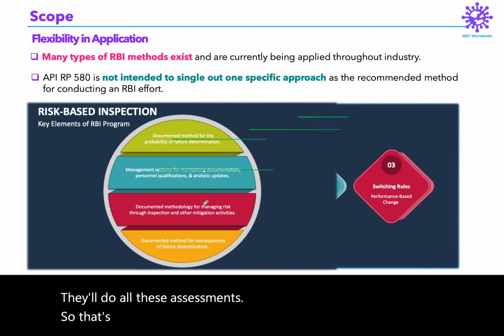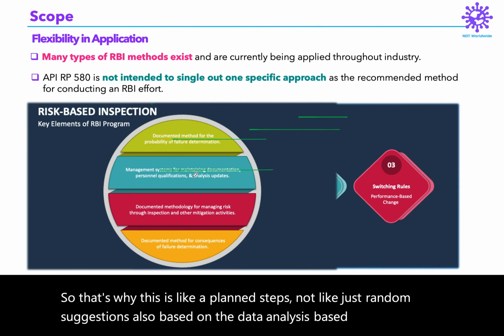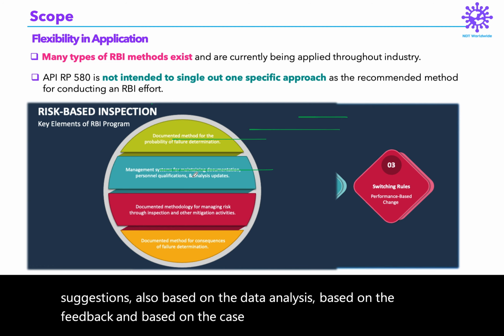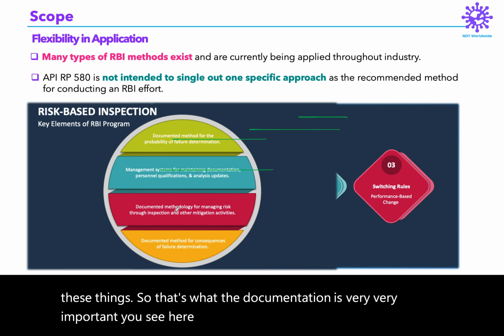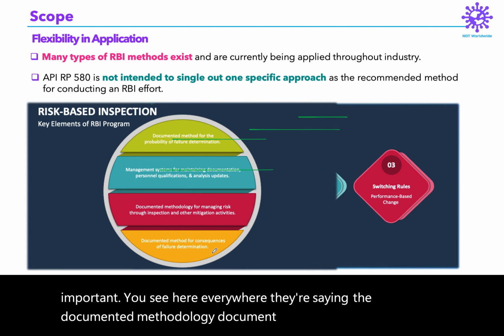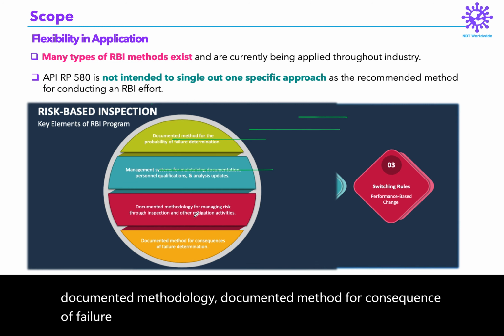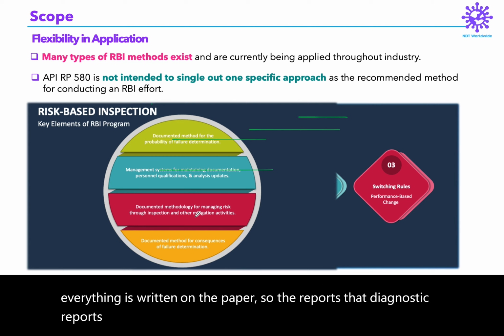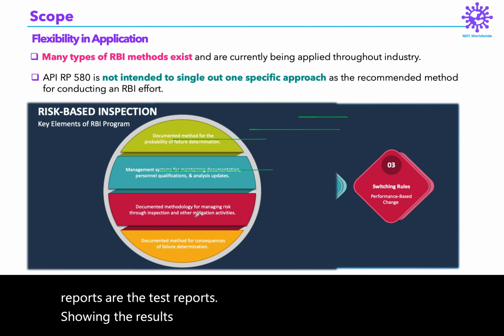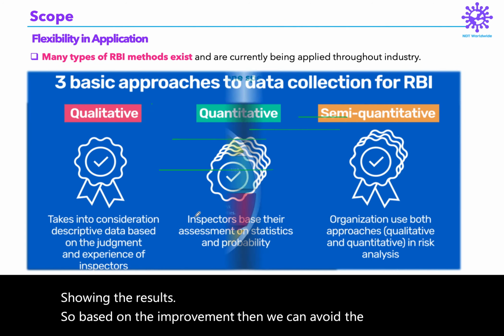So this is like planned steps, not just random suggestions. Based on the data analysis, the feedback and the case study, they'll suggest all these things. That's why documentation is very, very important. You see here everywhere they're saying documented methodology, documented method for consequence of failure, documented methodology of managing the risk. Everything is written on paper. So the reports, the diagnostic reports or the test reports, show the results. Based on the improvement, we can then avoid the frequent inspections.